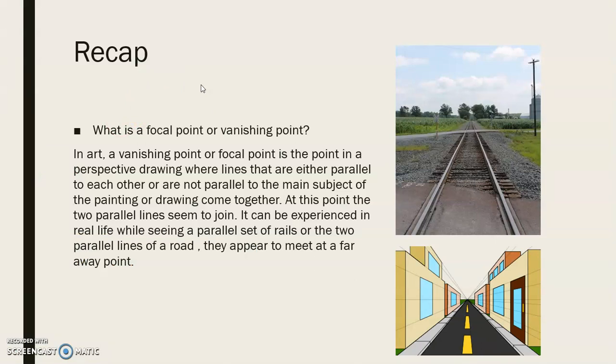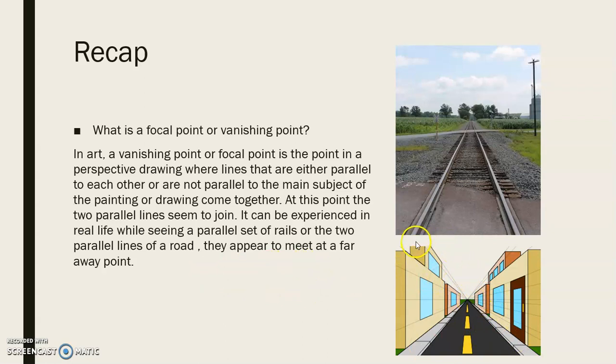In art, a vanishing point or a focal point is the point in a perspective drawing where lines that are either parallel, so that go alongside each other and don't meet, or are not parallel to the main subject of the painting or drawing, come together. So at this point, the two parallel lines seem to join. It can be experienced in real life while seeing a parallel set of rails like we have here, or two parallel lines of a road like we have here, and they appear to meet at a faraway point.